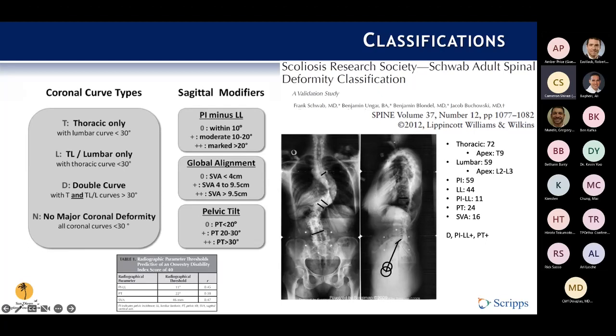And then 3 sagittal modifiers were also added within this study. Pelvic incidence minus lumbar lordosis, with the parameters noted there within the sagittal modifiers column. And then we talk about global alignment, which is the SVA, which is noted there, and then the pelvic tilt as well. So this gave more numbers there. And there's an example of breaking down this curve on the right and how it would be classified. They found good reliability for the curve type and modifiers within the entire classification system.